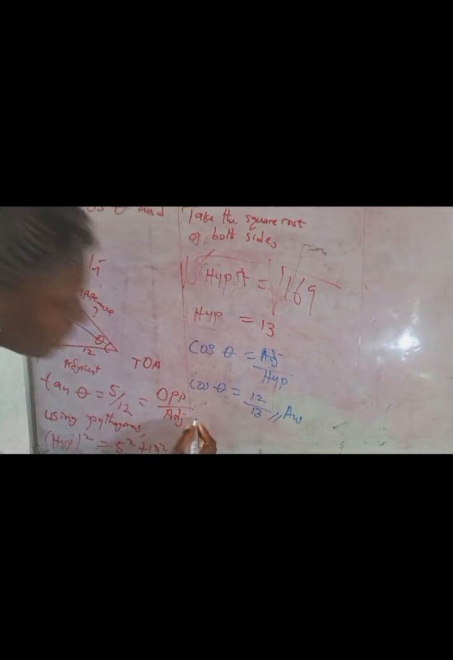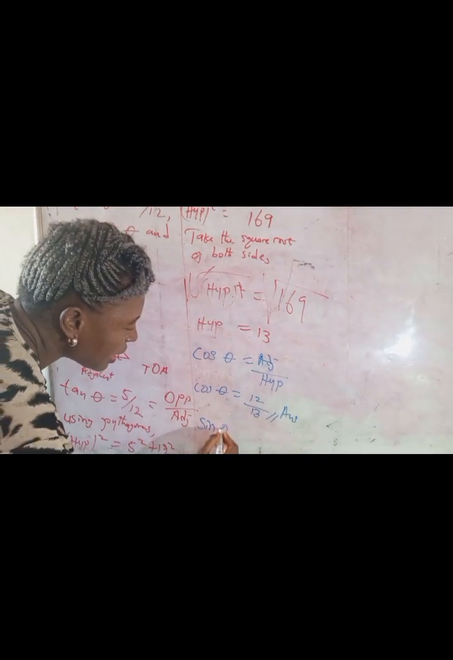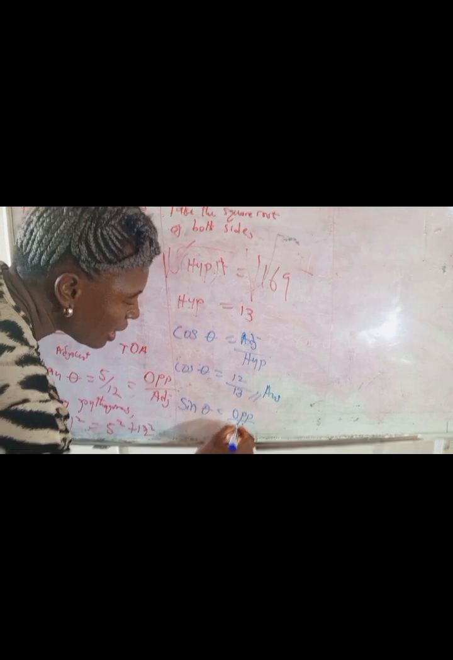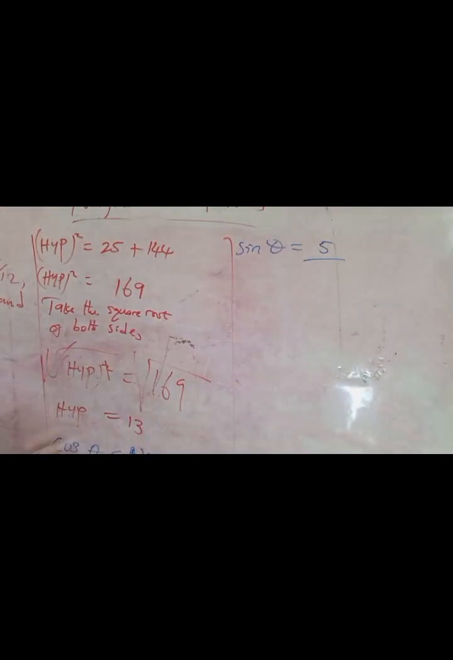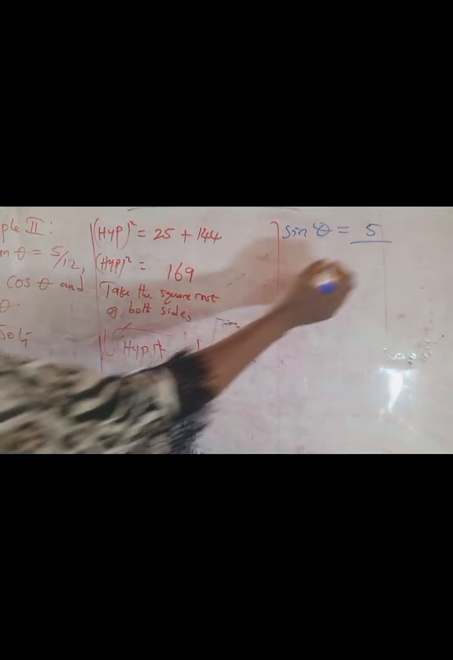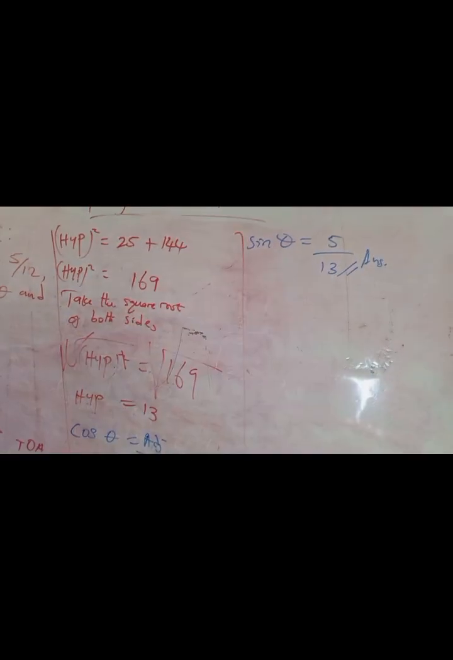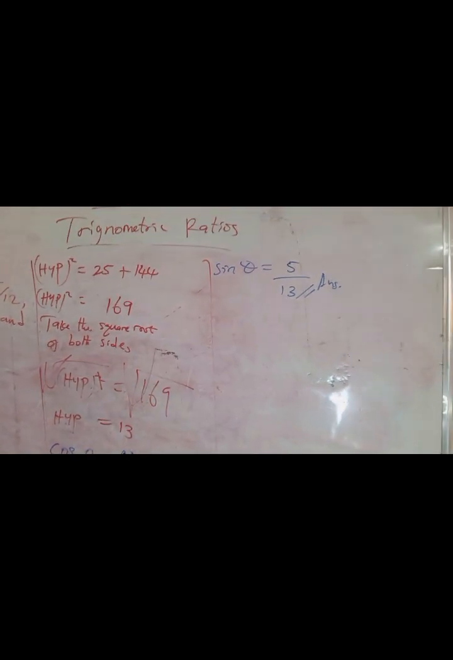Then sin theta. Sin theta is opposite over hypotenuse. Then sin theta is equal to the opposite is 5 over the hypotenuse is 13. You have found it. So with this you have solved the question.